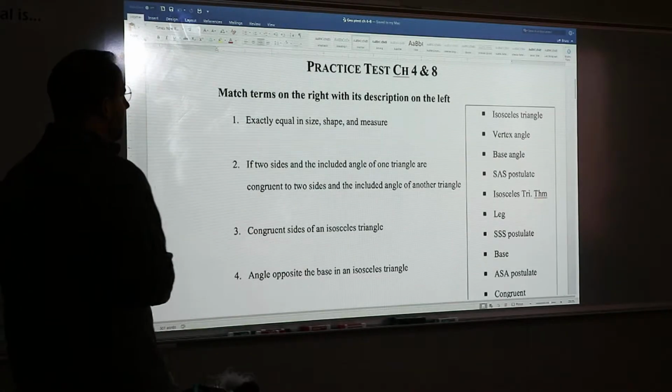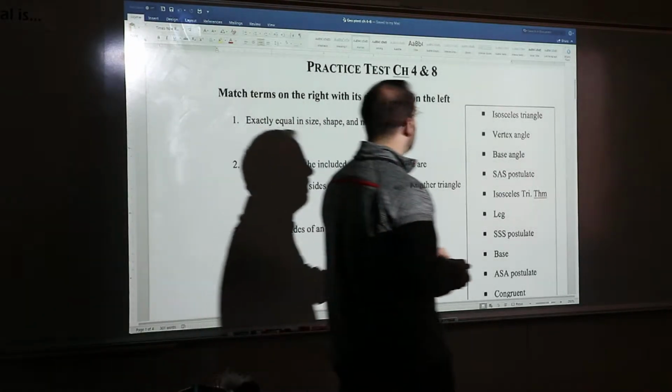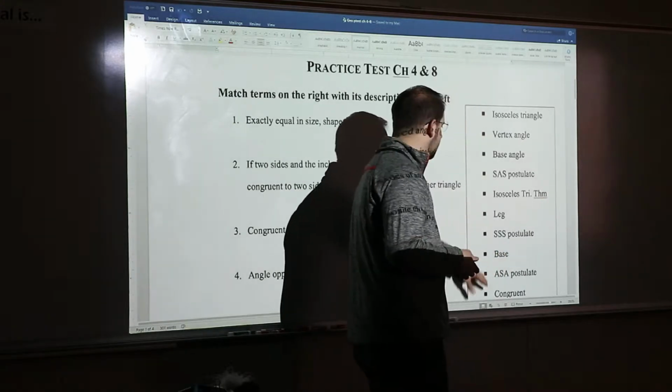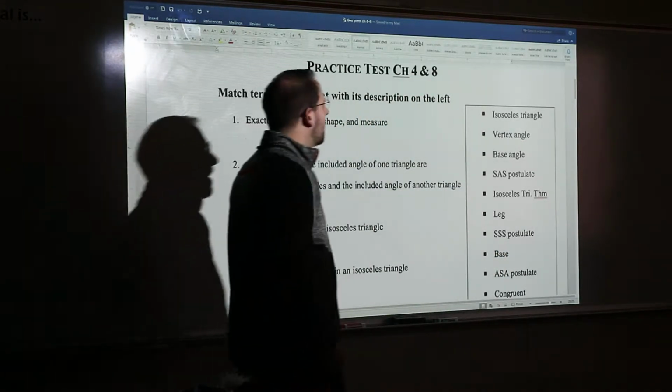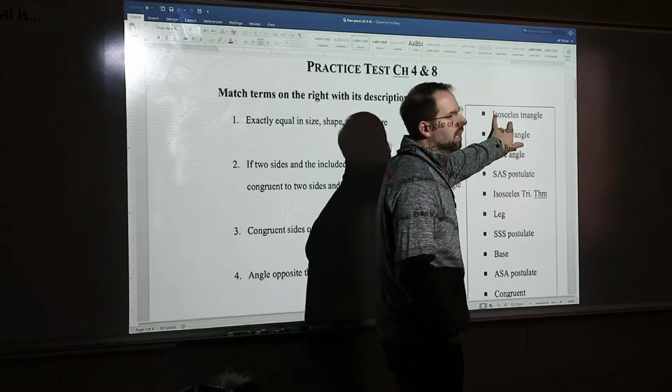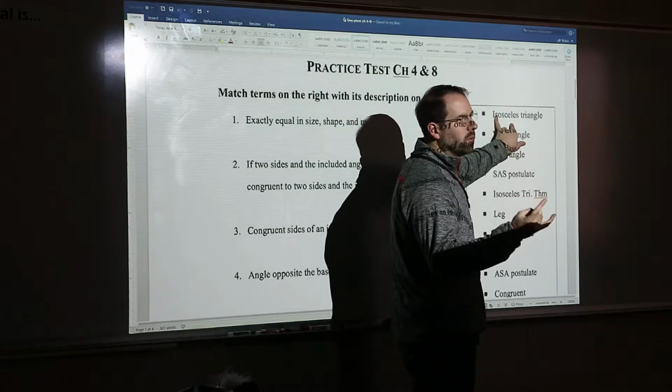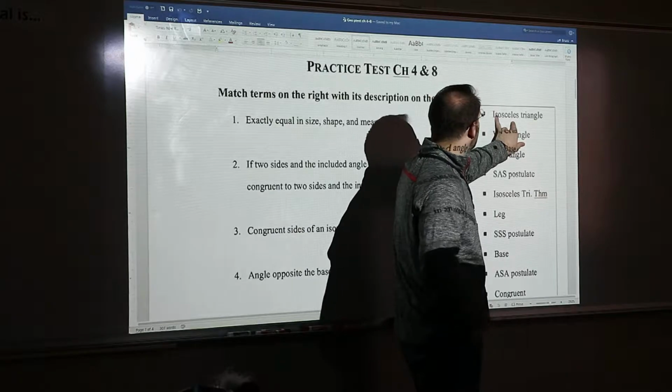So let me go through these. What I'm going to do is read off the definitions of some of these words, just so you know them, and then we'll get to this. So remember, isosceles triangle, by definition, 2 sides are equal. It's a triangle with 2 walls being congruent to each other.